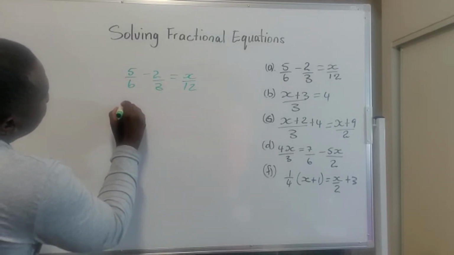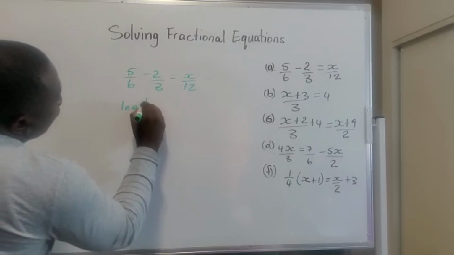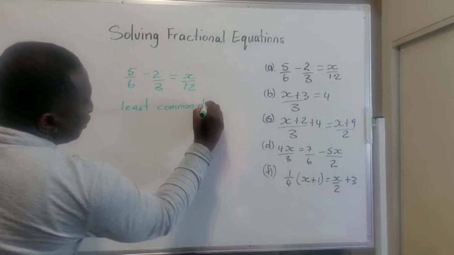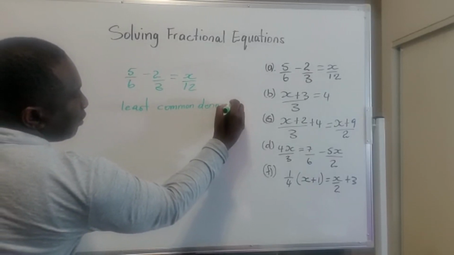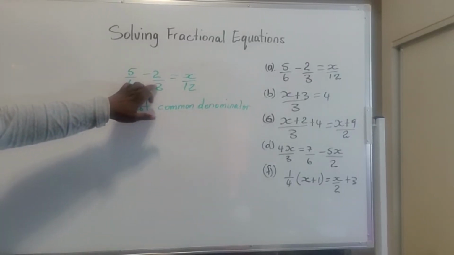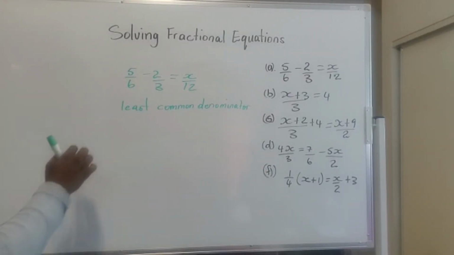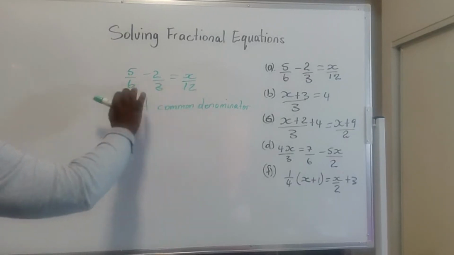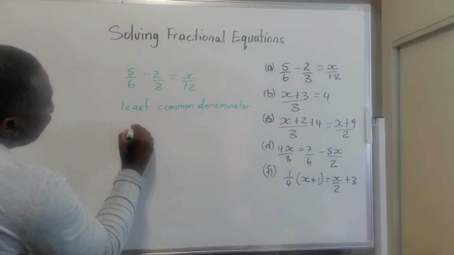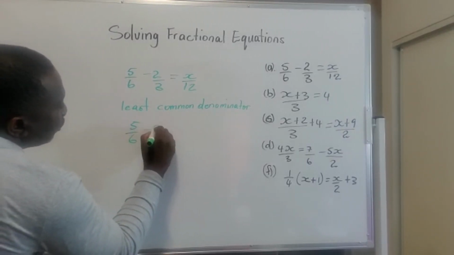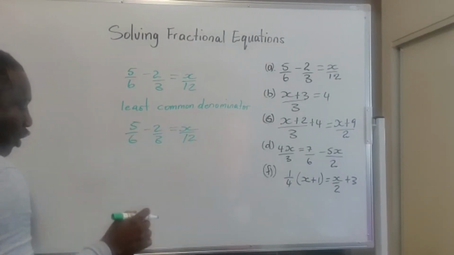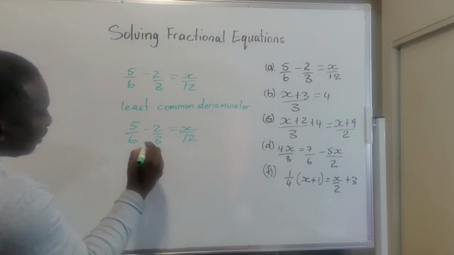In this case, we need to find the least common denominator. For this problem, the least common denominator would be 12. That is 12. All the denominators here are able to go into 12 without a remainder. Hence 5 over 6 minus 2 over 3 is equal to x over 12. All these aspects will be multiplied by 12.